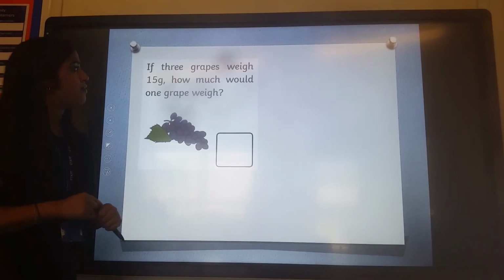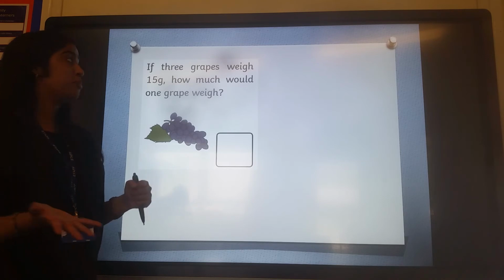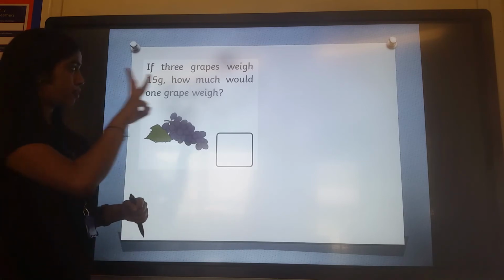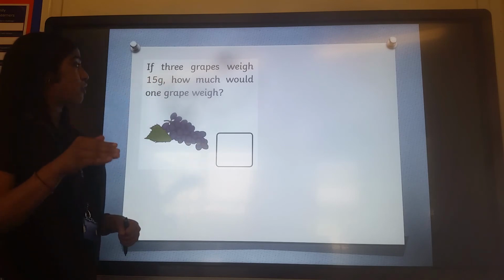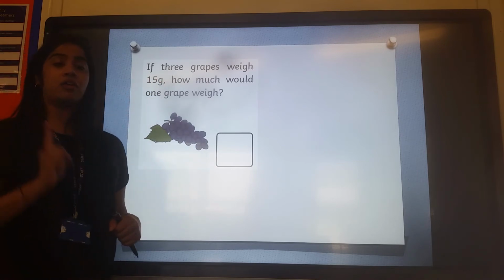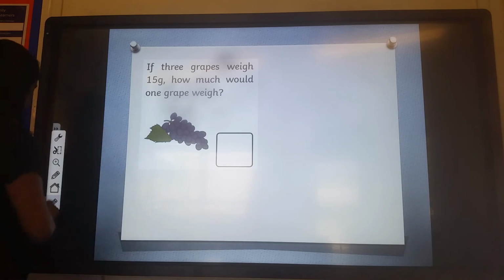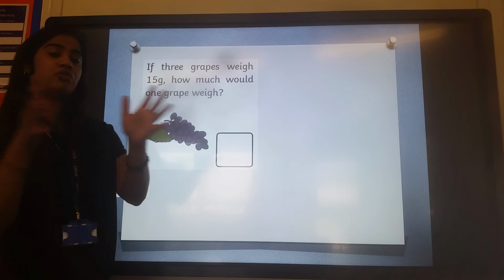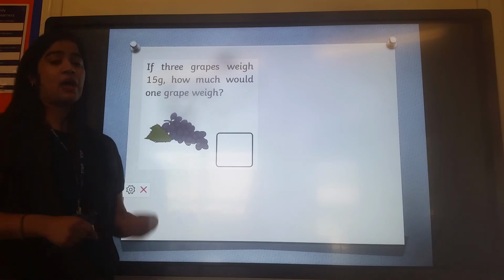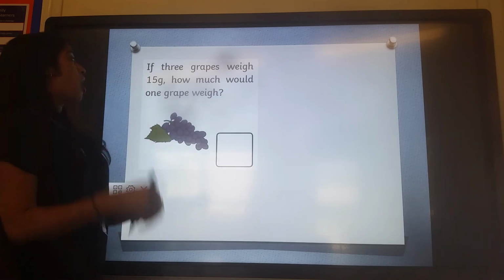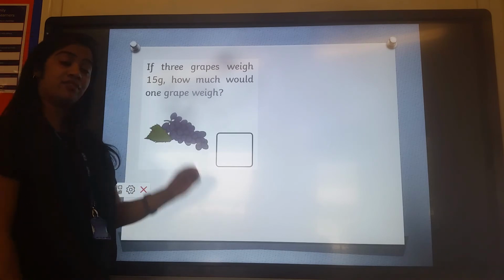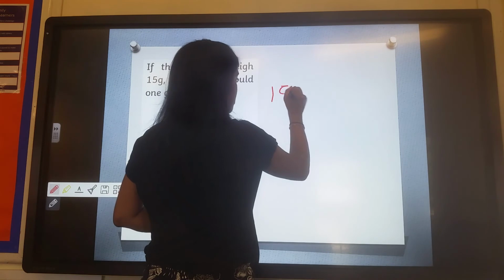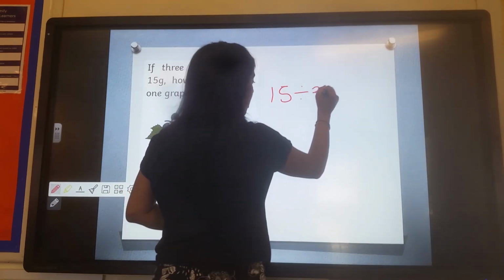Next question. If 3 grapes weigh 15 grams, how much would 1 grape weigh? Off you go. Are we ready? Okay, so 15 grams is equal to 3 grapes. So to calculate how much 1 grape weighs, I need to do 15 divided by 3.